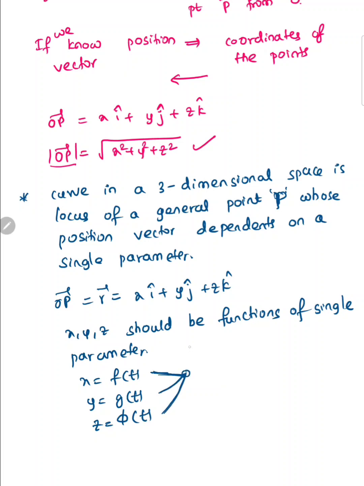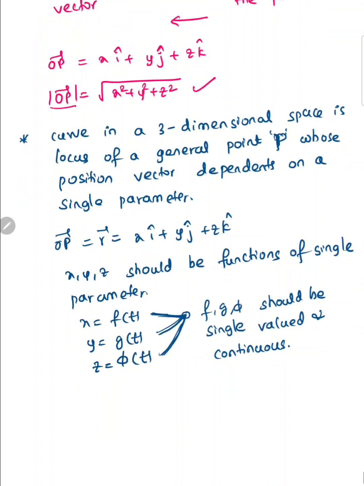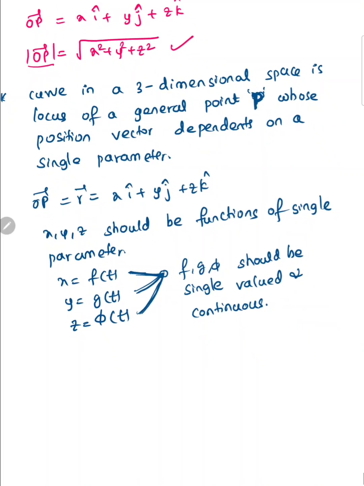So that is about position vector. A curve in three-dimensional space is a locus of a general point P whose position vector depends on a single parameter. So here the parameter is t. Here it should be noted that all the functions f, g and h should be single valued and continuous. So this should happen for the locus of the general point P to be a curve in three-dimensional space. So this is about a curve in E3.